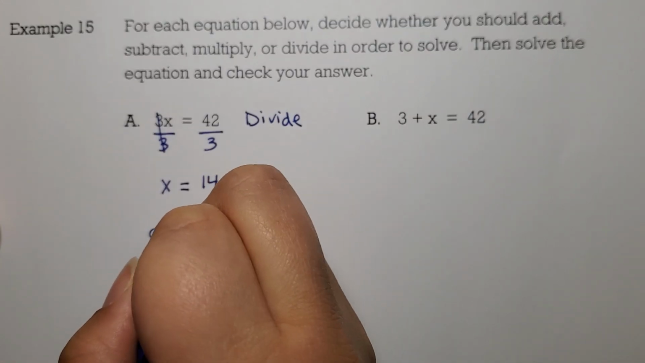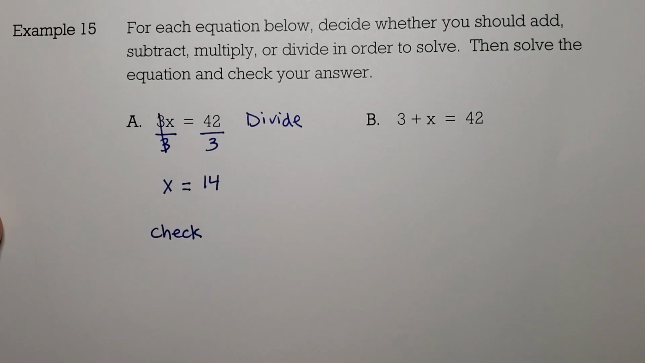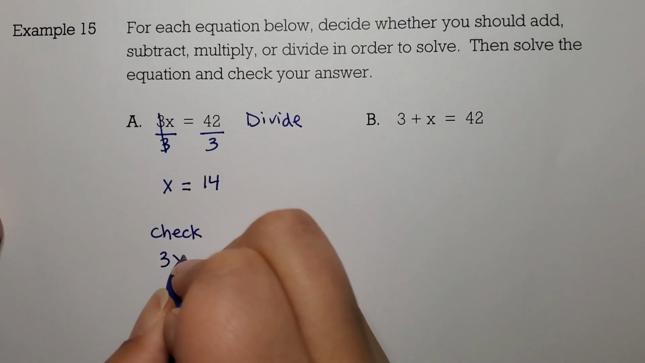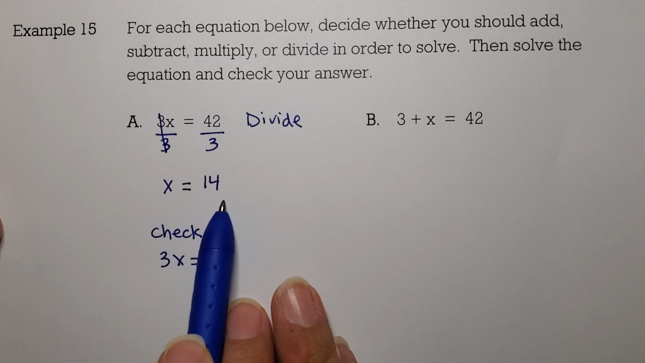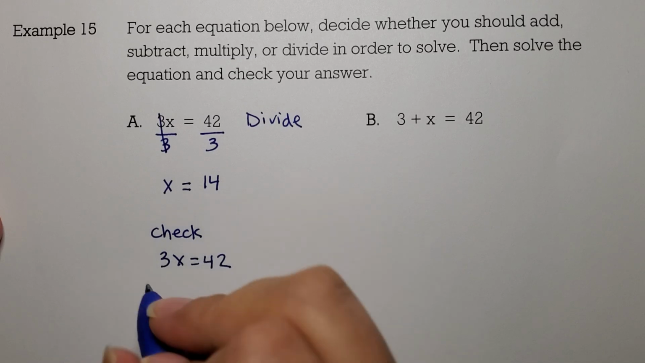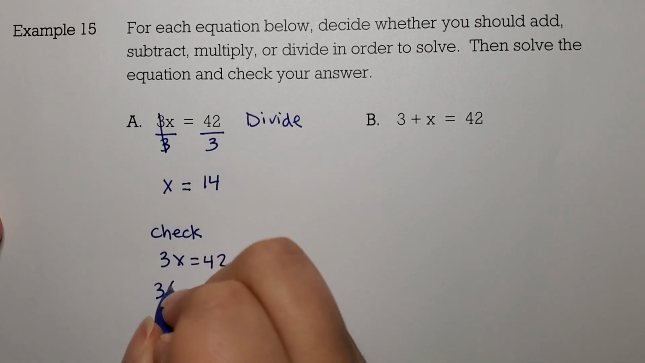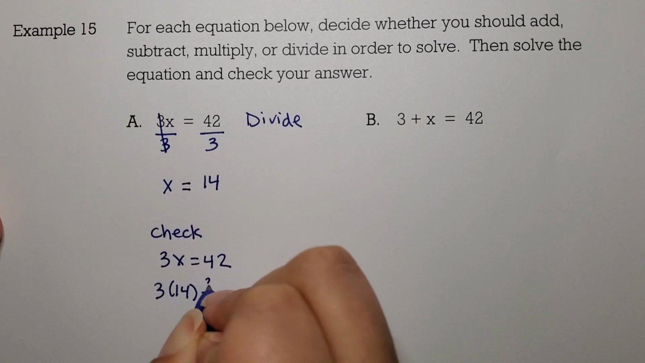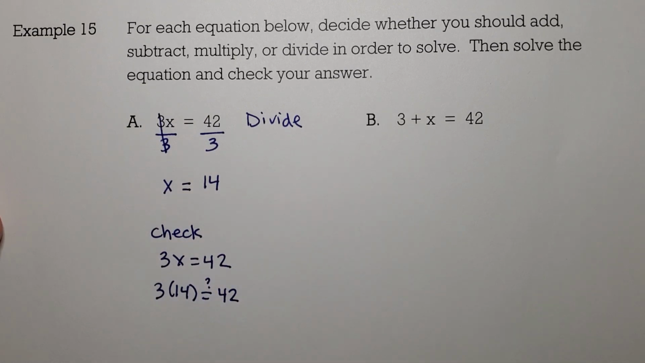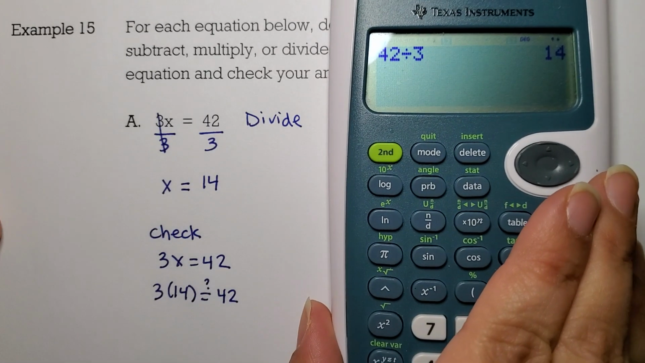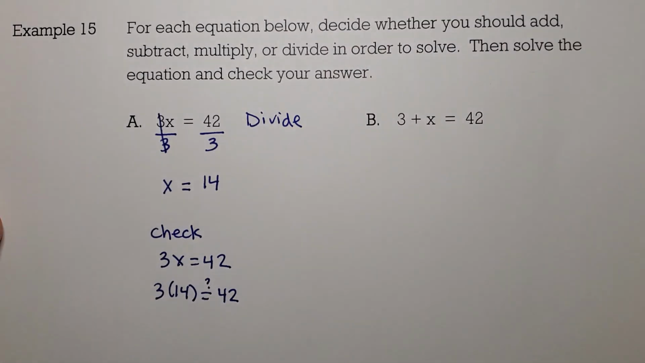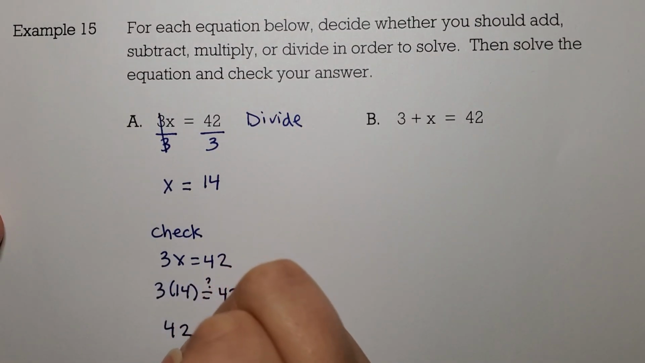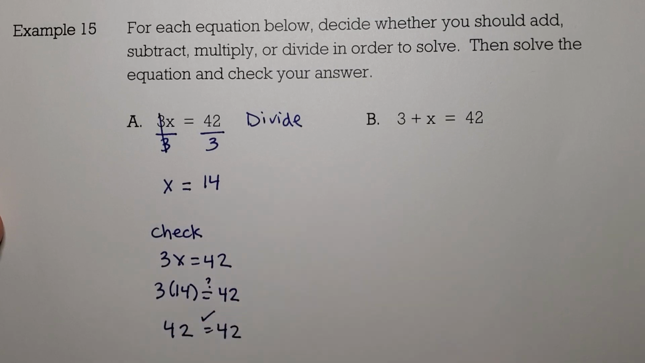Now, to check our answer, we're going to go back to the original equation, and we're going to substitute in this answer we found to see if it's true. So I'm going to say 3 times 14. Does that equal 42? Does it? 3 times 14. Yes, we get 42. So both sides of this equation end up being 42. So it works out. We can check our answer.